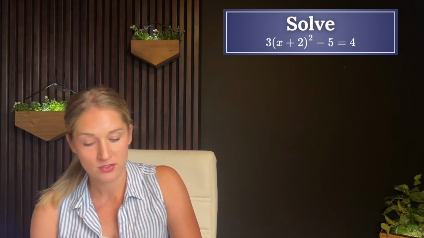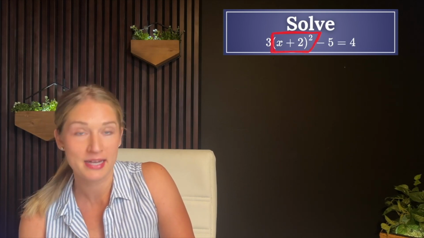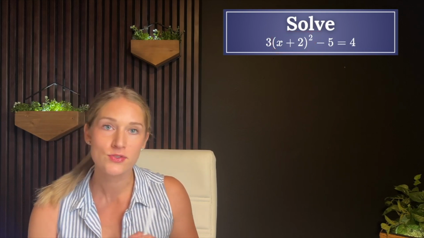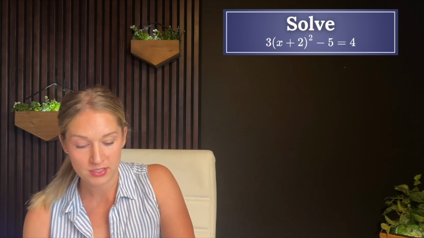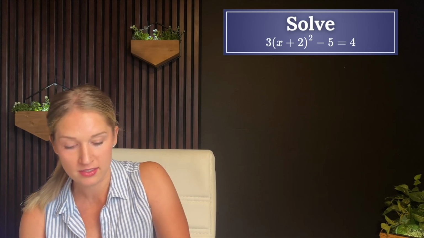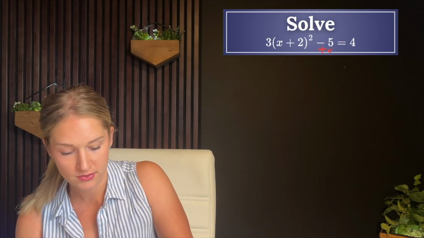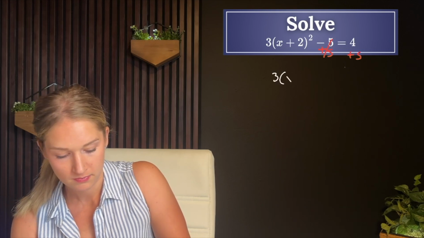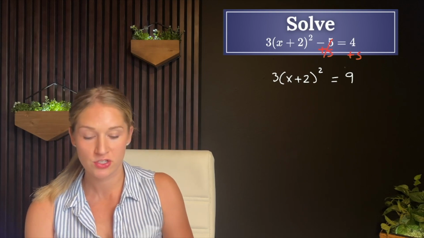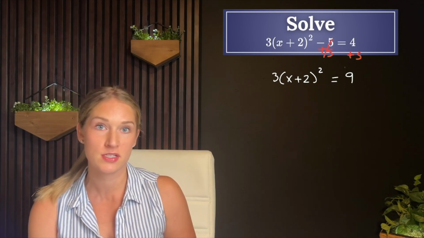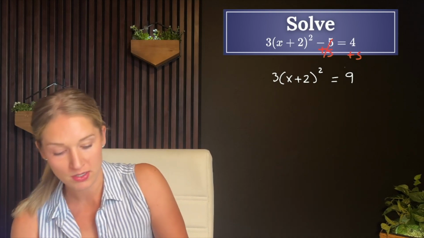So what I'm going to do is I am going to get this whole squared piece by itself, and then I'll use square roots to cancel out the exponent. So to do that, I'm going to start by undoing any adding or subtracting. So I'm going to get rid of that minus 5 first. Now I get rid of the multiplication or division, and since that 3 is on the front of the parentheses, that's multiplication. So I just need to divide to undo that 3.